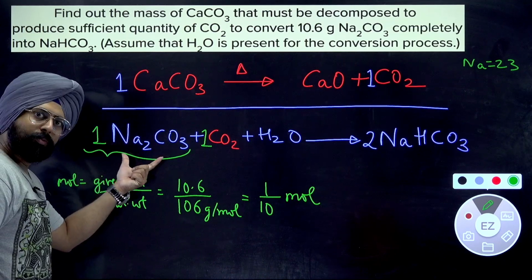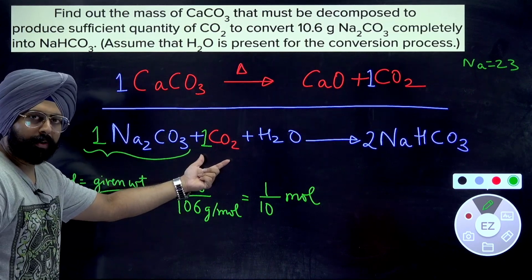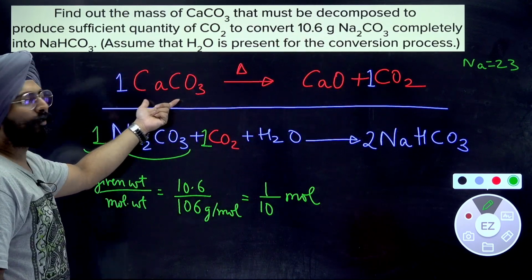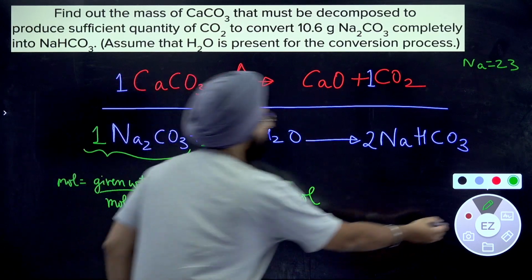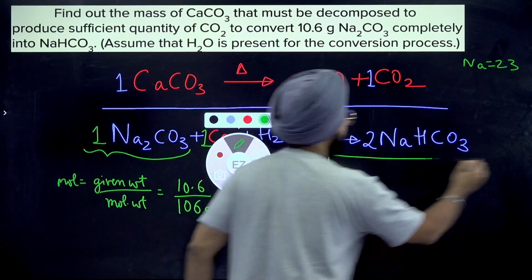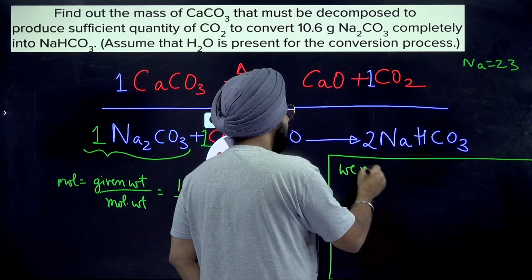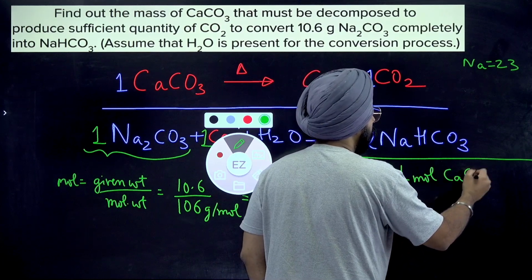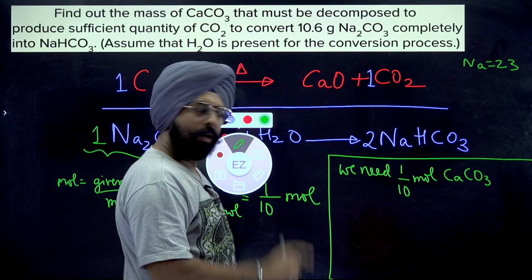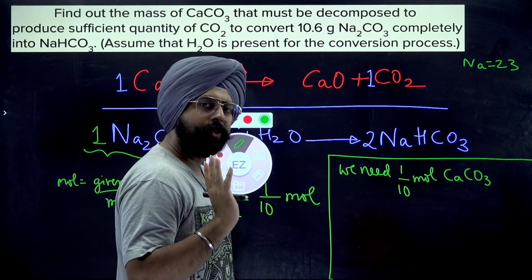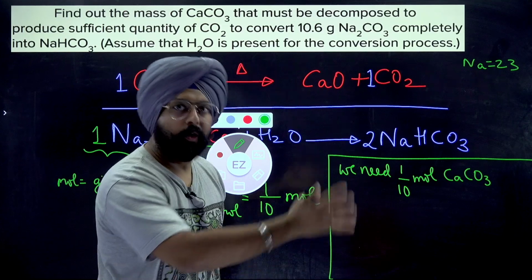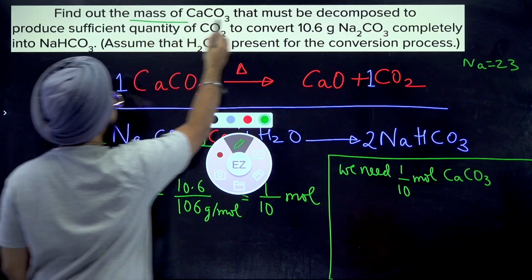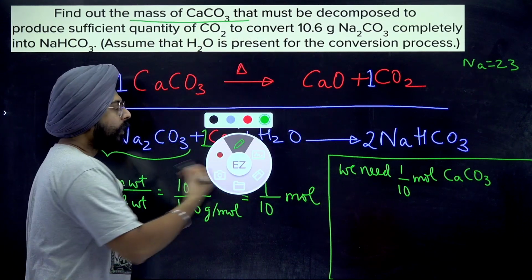So for 1/10 of a mole of Na2CO3, we need 1/10 of carbon dioxide. 1/10 of a mole of carbon dioxide is produced from 1/10 of a mole of CaCO3. So ultimately, my dear friends, this is the answer. We need 1/10 moles of calcium carbonate. Fine. 1/10 of a mole of CaCO3 is required. Now, I have to convert this into weight. Find out the mass of CaCO3 that must be used. How do I convert it into mass?